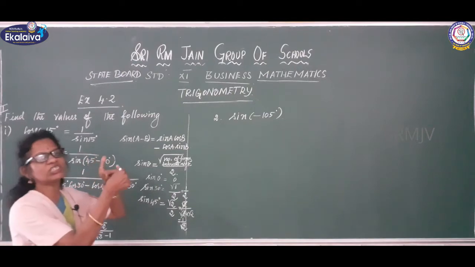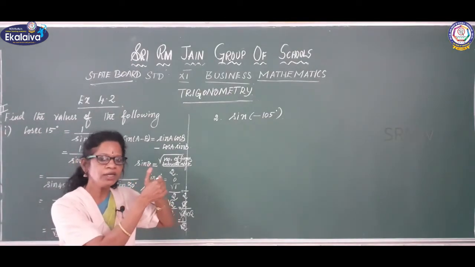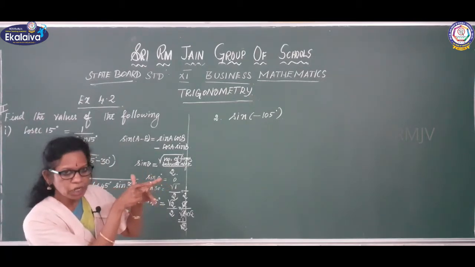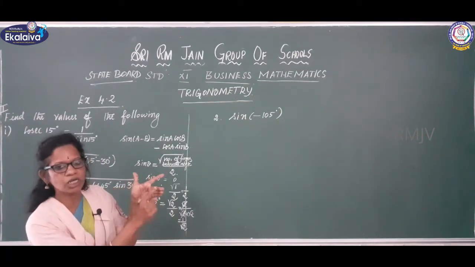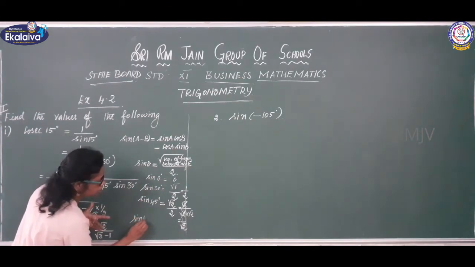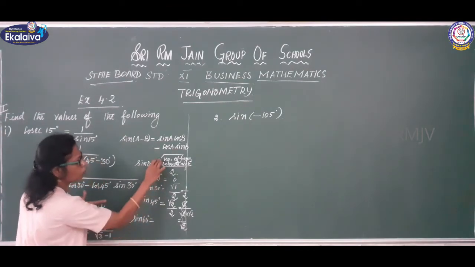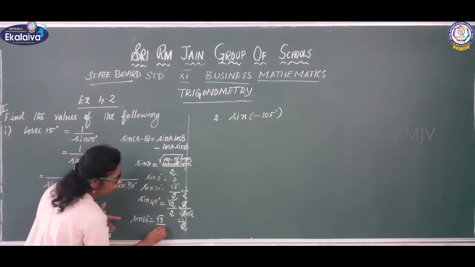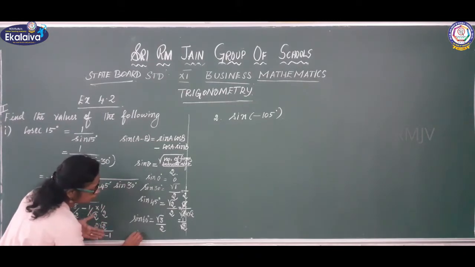This is my 60 degree. Index finger, what I said, 60 degree. Below 60 degree, how many fingers are there? 3 fingers. So sin 60 degree equals square root of number of fingers divided by 2, so root 3 divided by 2.